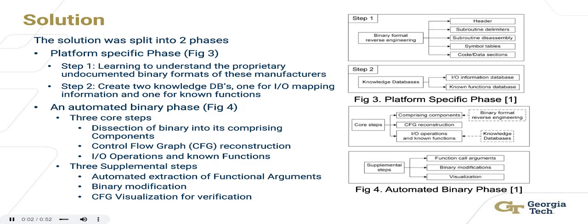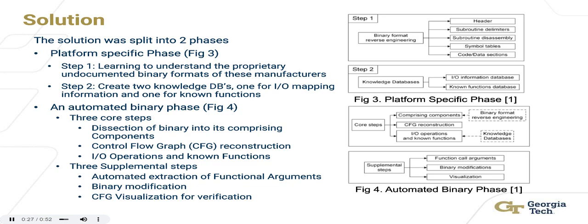The solution was split into two phases, the platform-specific phase shown in Figure 3 and the automated binary phase shown in Figure 4. The platform-specific phase had two steps. Step 1, learning to understand the proprietary undocumented binary formats of these manufacturers, and Step 2, create two knowledge DBs, one for the I/O mapping information and one for the known functions information.